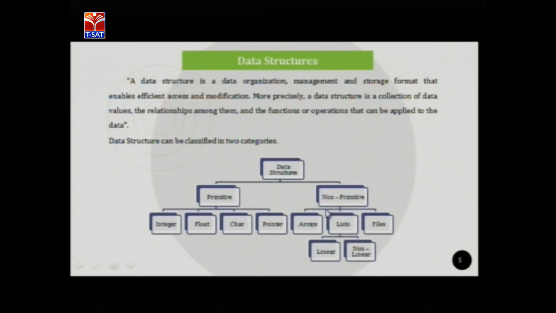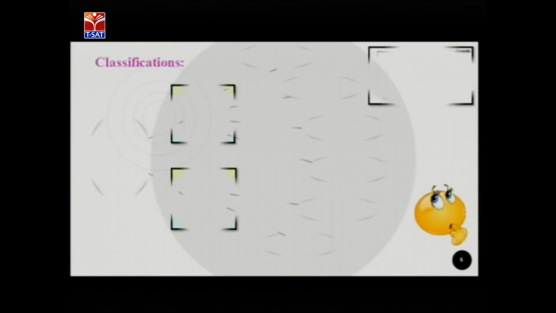Lists support dynamic memory allocation. That means once the memory size is defined, it can be changed during runtime. And lists are categorized into two types: linear data structures and non-linear data structures. In the next slide, we are going to discuss these things.